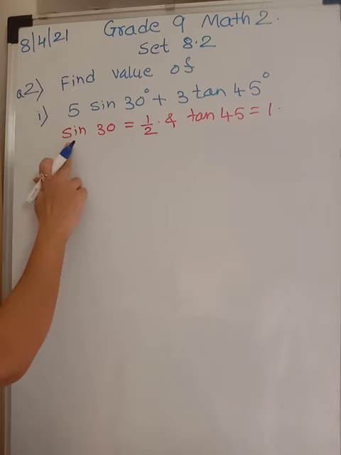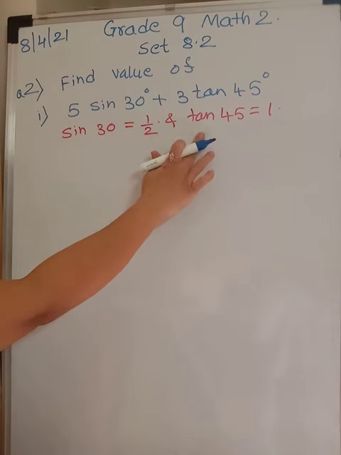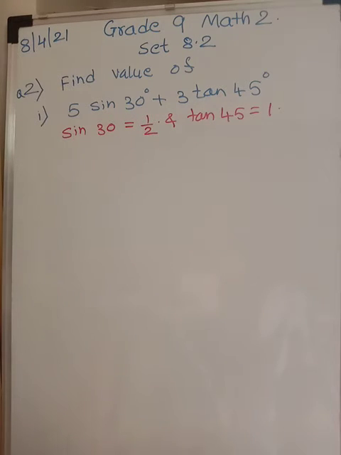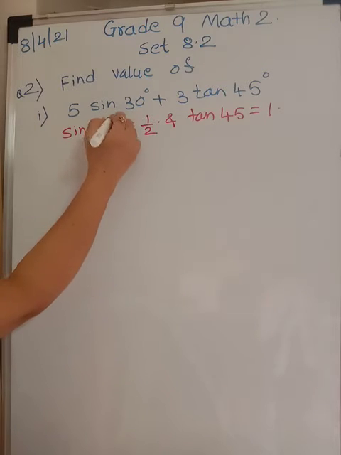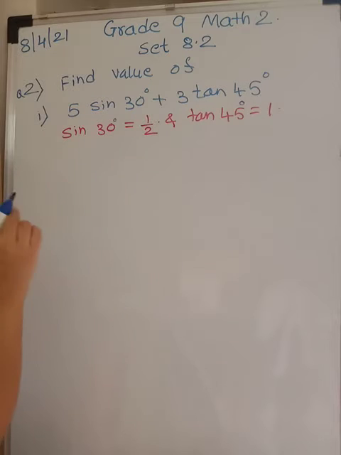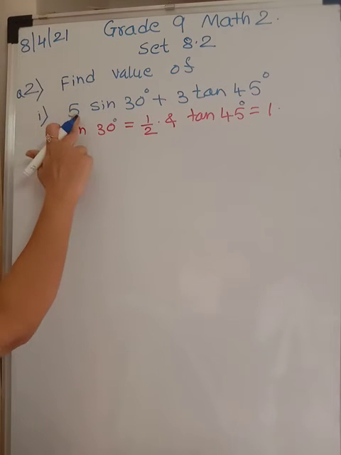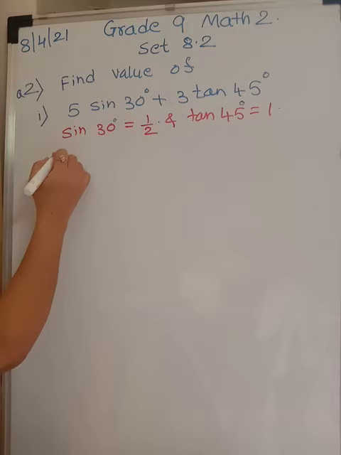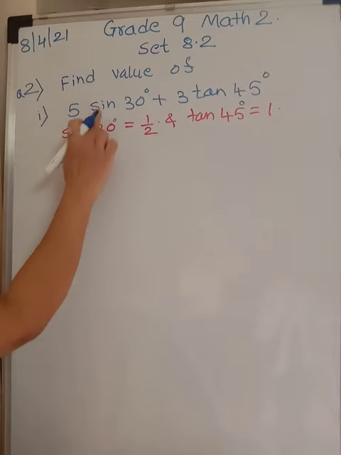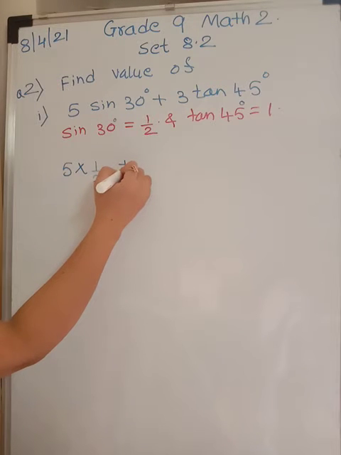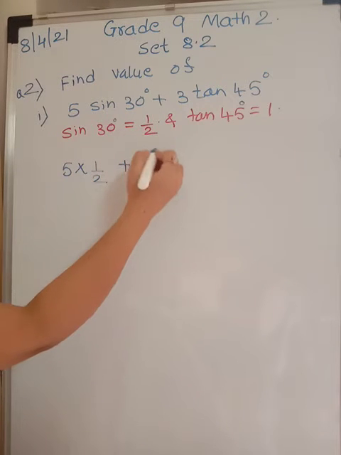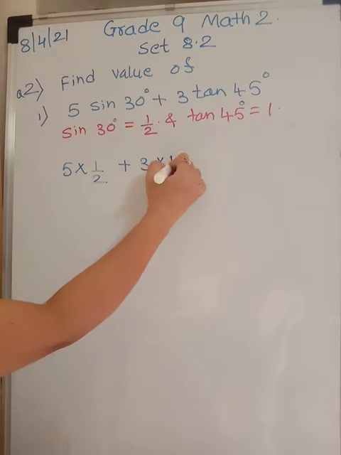Now students, you know what are the values of sine 30 and tan 45. I have told you one trick also in the previous video on how to remember these values. So sine 30 degree value is 1 by 2. This is known to us. This is degrees, mind well. And tan 45 value is 1. So just put these values over here. Between 5 and sine 30 there is multiplication. So what I will have is 5 into 1 by 2. Then you have plus sign, mind well. And then you have 3 into tan 45, which is 1.